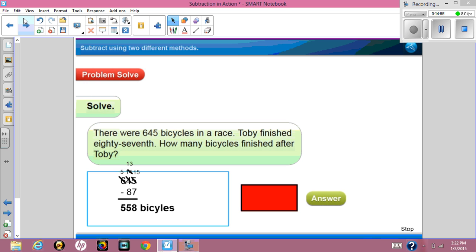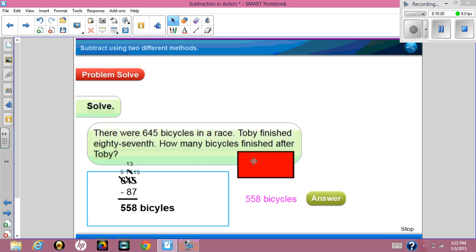Now let's look at our last problem. It says there are 645 bicycles in a race. Toby finished 87th. How many bicycles finished after Toby? Now, the instructions simply say to solve. So we have ungrouped from the hundreds to the tens to the ones, and we've come up with the answer of 558 bicycles. Oh, we are right again.